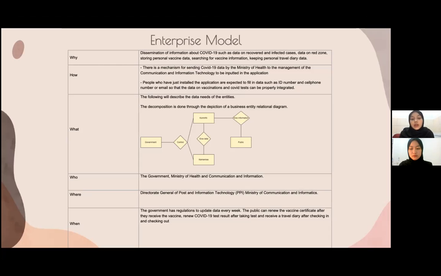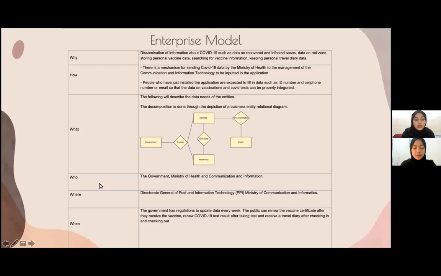What? This is the following described data needs of the entities. The decomposition is done through the depiction of a business entity relational diagram. So the first one is government. Government controls Kominfo, also Kemenkes, and then Kemenkes gives data to the Kominfo, and then Kominfo gives the information to the public.